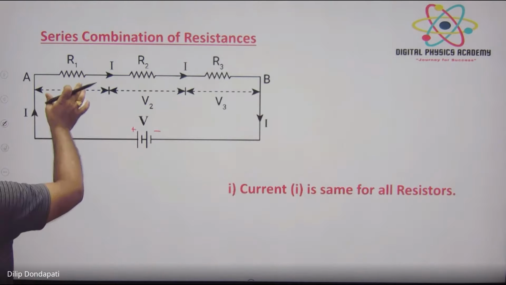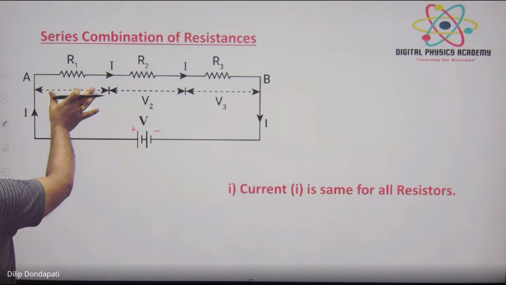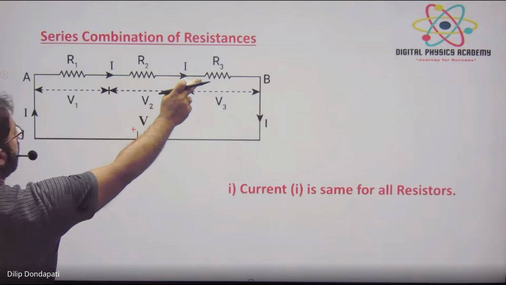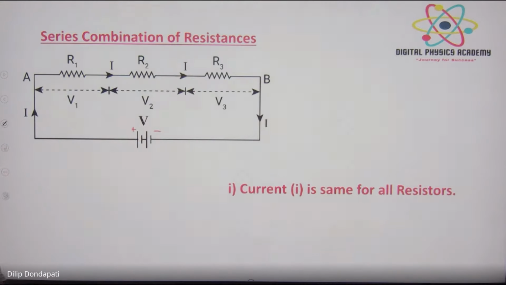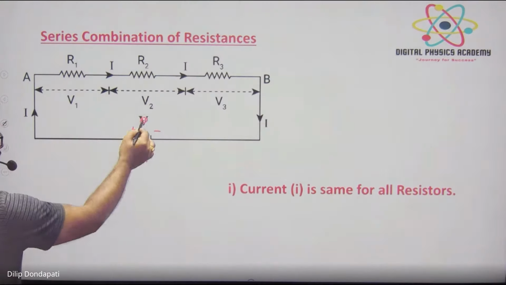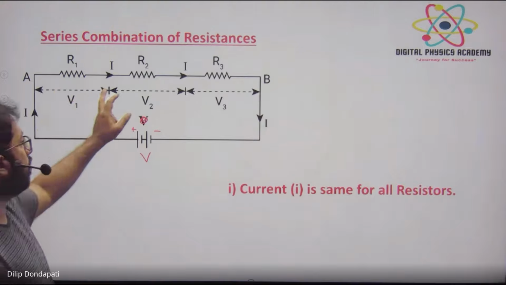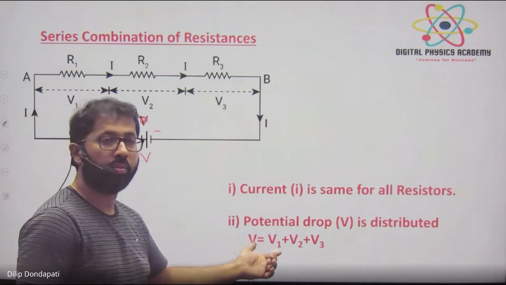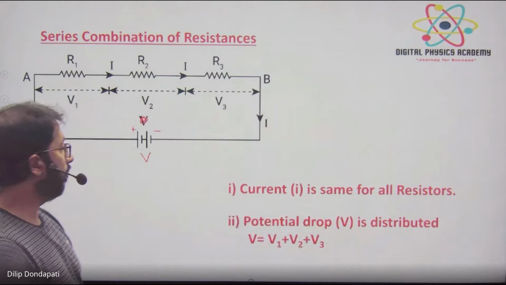Now coming to the voltage drops, V1 is how much? I into R1. V2 is nothing but I into R2. V3 is nothing but I into R3, right? That means the total voltage drop V is the sum of V1 plus V2 plus V3. In series, the total voltage drop is V1 plus V2 plus V3.